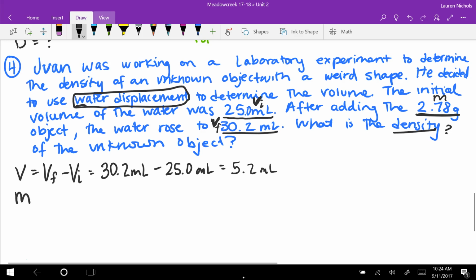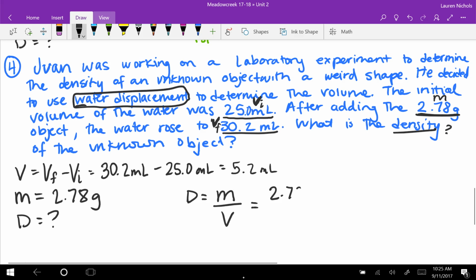Now we also know that our mass is 2.78 grams, and that density is our question mark. And so we've got our givens and our unknowns. Now let's put in our equation. Density equals mass over volume. The mass is 2.78 grams. And the volume is 5.2 milliliters. And so when we do this, we say 2.78 divided by 5.2, and in our calculator we get a lot of numbers.